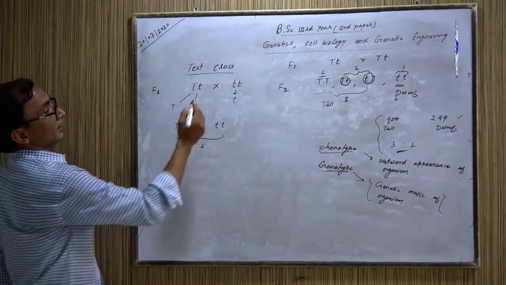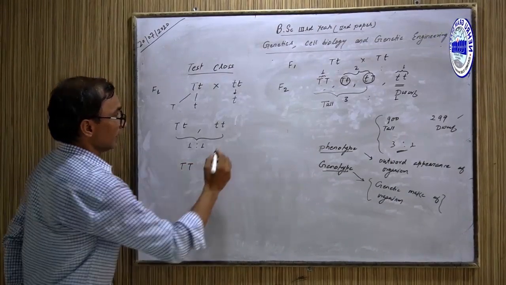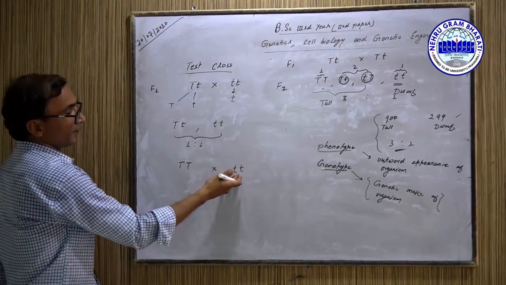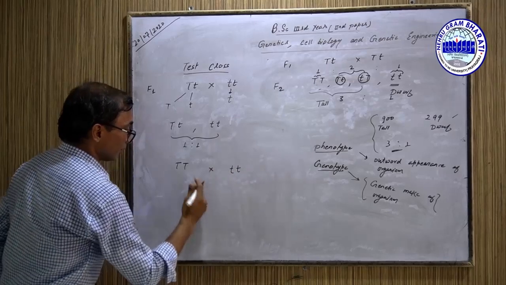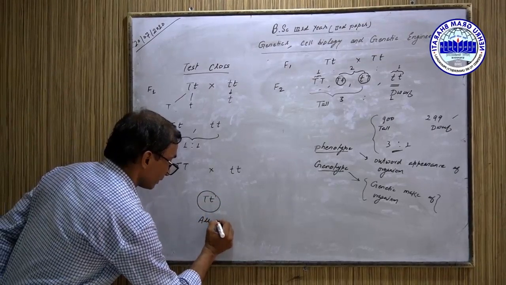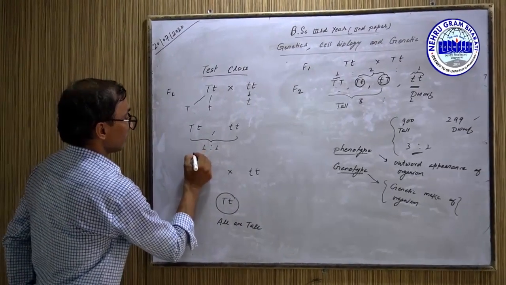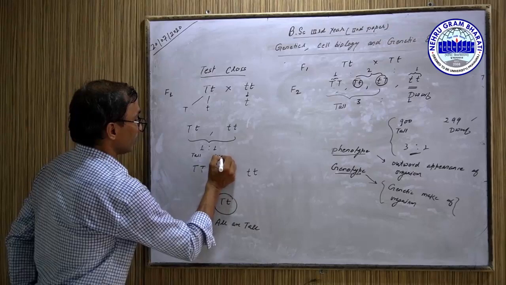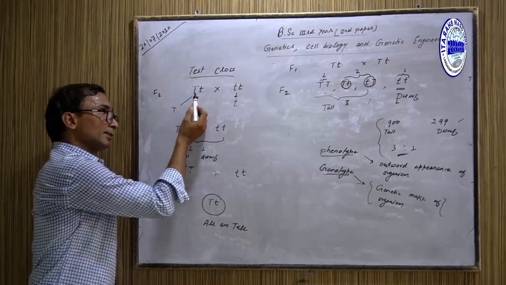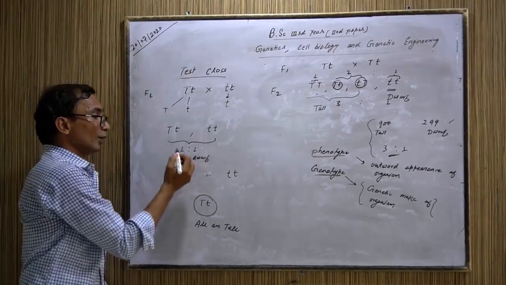Contrary to this, if the F1 organism is homozygous dominant, suppose it was something like this, and we are again conducting a test cross, so we are pollinating with the homozygous recessive, then what will we get? We will be getting just one type of organism. All are tall, and here tall and dwarf. We are getting two types. So what do you see? Yes, we see that if the organism on which we are conducting the test cross is in heterozygous condition, then we will be getting a 1:1 ratio.